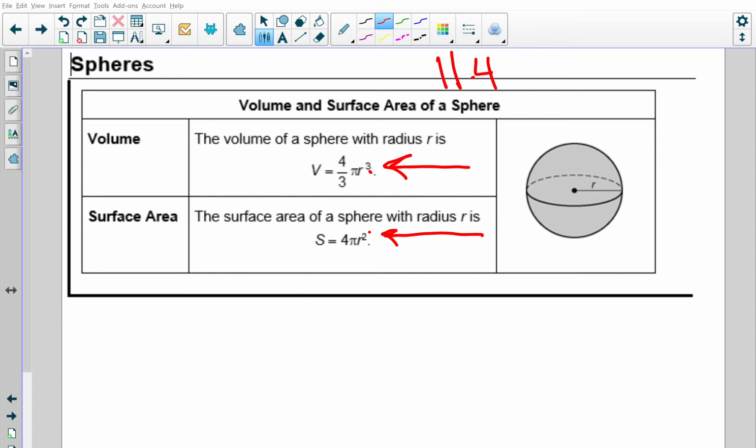All you need is the radius. Again, don't be quick to just type in 3.14. A lot of times they want the answers in pi. And again, with 4/3, you get to be able to do arithmetic with fractions. So here we go.